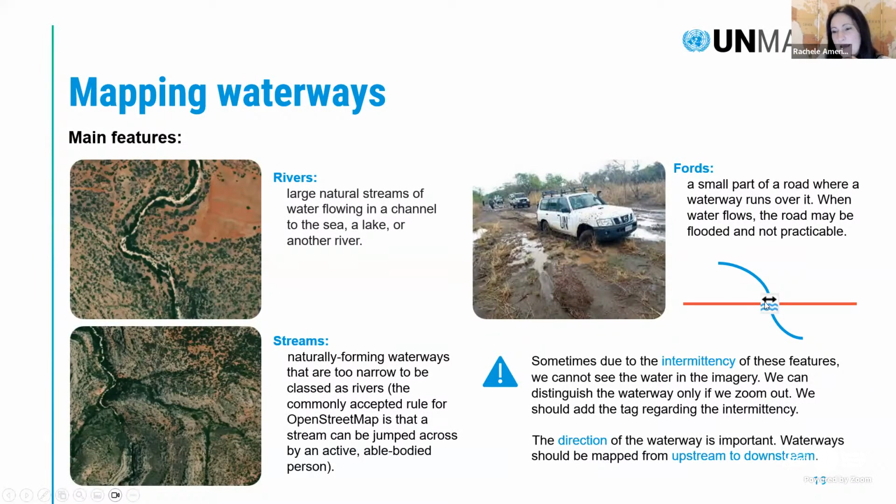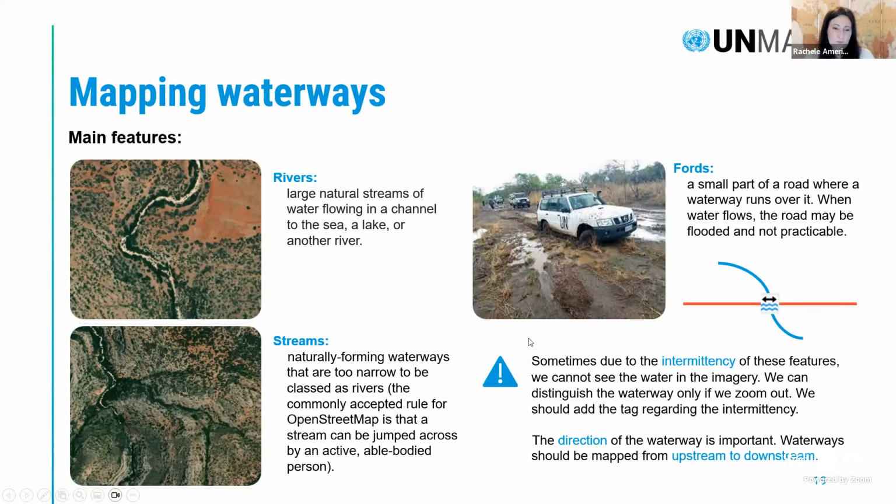So in this case, in the intersection between the road and the river, we will add the information regarding the presence of a ford. And we will see now how to do that.